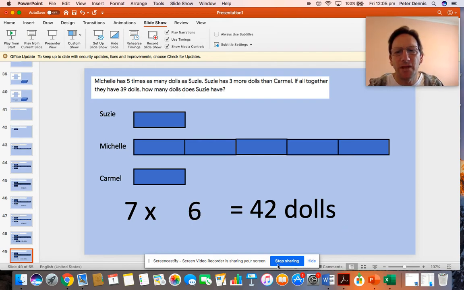Okay. Whenever you've got a wordy question, bar model method, drawing a picture like this, always, always good. Just using rectangles. Thanks.